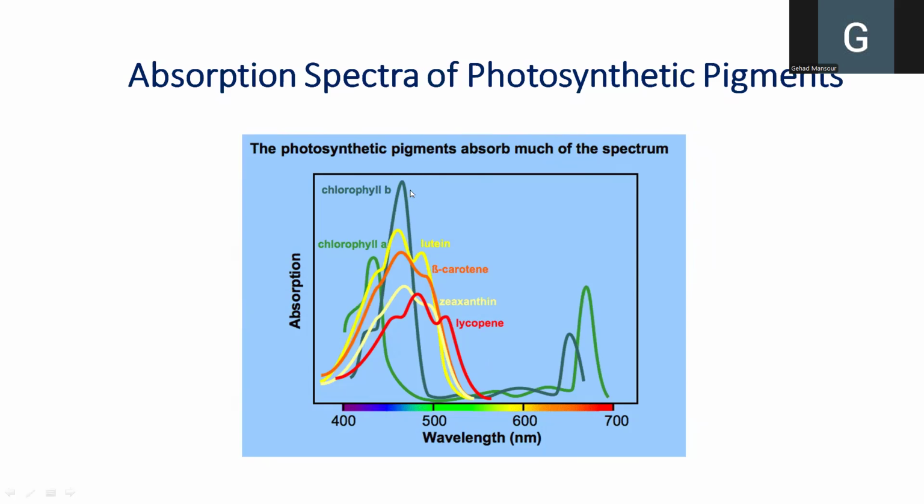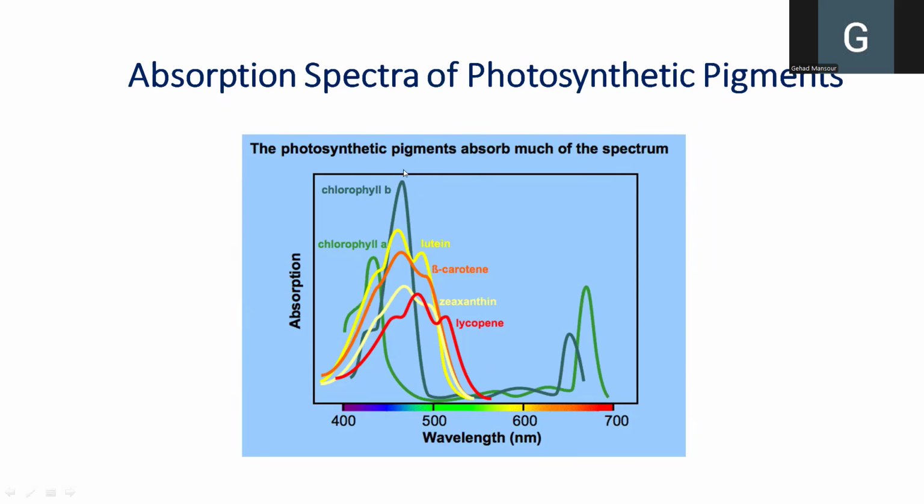On the other hand, chlorophyll B has a peak closer to 500. Lycopene, for example, has an absorption spectrum whose peak is at 500 and so on.